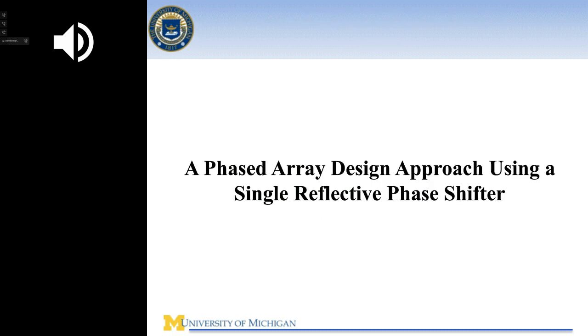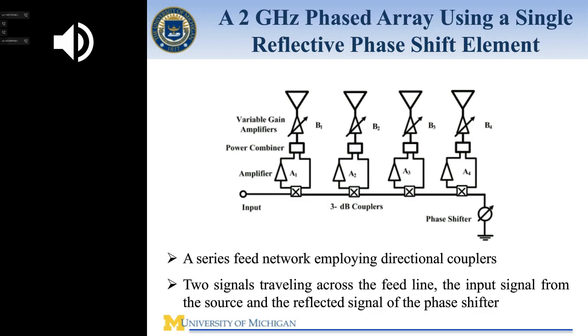A third type of phased array that I would like to describe now uses more or less the same type of topology, that is a serially fed array. A number of couplers are used. Again, in this case, we use 3 dB couplers. So the coupling factor in this case is the same. And to achieve beam steering, we use a single phase shifter at one end of the array.